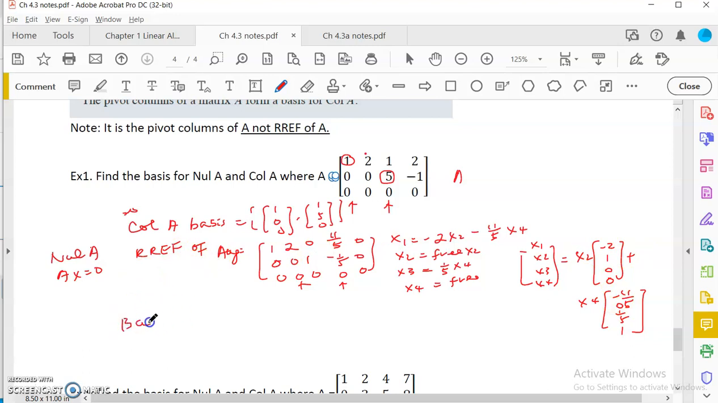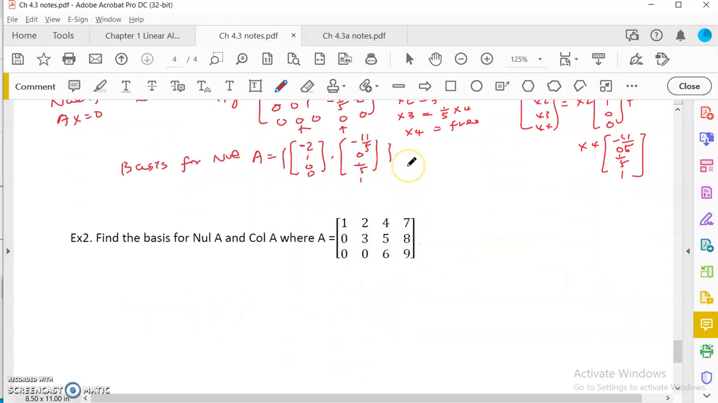So the basis for null A, it takes much longer to find than column A, is negative 2 1 0 0, and also negative 11 over 5, 0, 1 over 5, and 1. So this is the basis for null A. You use this, all of them would map to 0. Example 2, do one more.